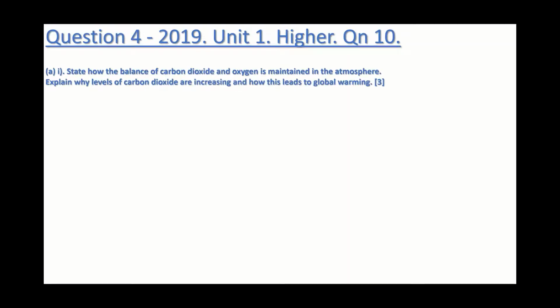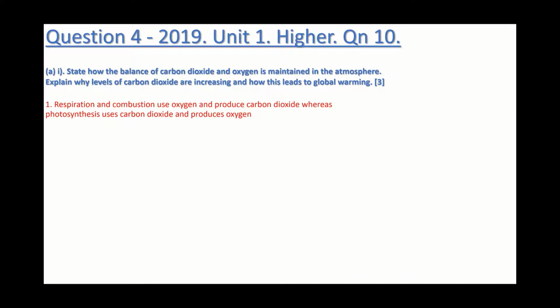Okay, so now on to the fourth question. First off, you're asked to state how the balance of carbon dioxide and oxygen are maintained in the atmosphere, and you're also asked to explain why carbon dioxide levels are rising and how this can lead to global warming. So, to maintain the levels of oxygen and carbon dioxide, we can use the processes of respiration and combustion, as these processes use up oxygen but produce carbon dioxide. We can then use photosynthesis to use carbon dioxide and produce oxygen.